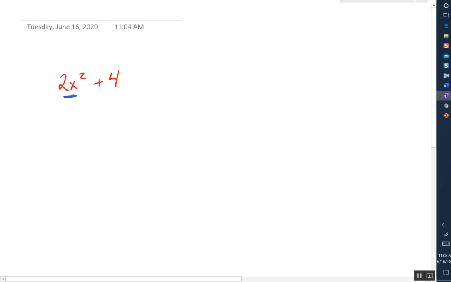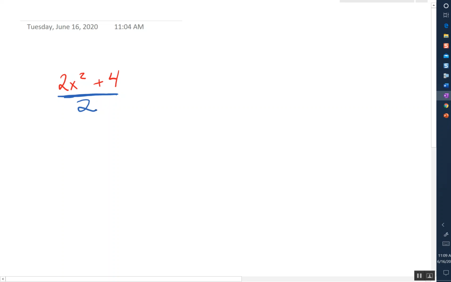So here I have two terms, and I look at the numbers first. What's the biggest number that I can divide out of both the term with the 2 and the term with the 4? Well, I'm going to divide out a 2. That's the biggest I can do. I can't do a 4, that's too big. So I'm going to divide out a 2 from both of them.